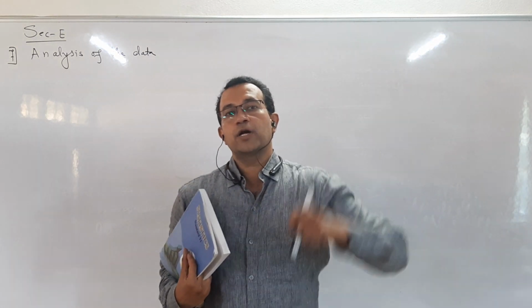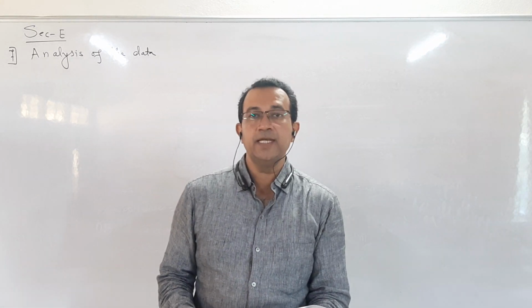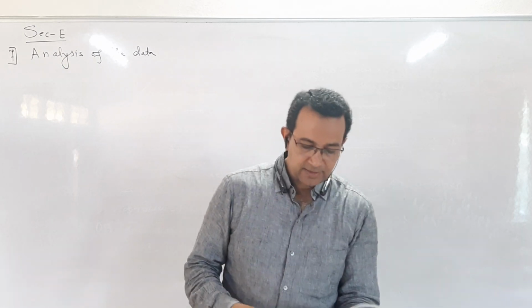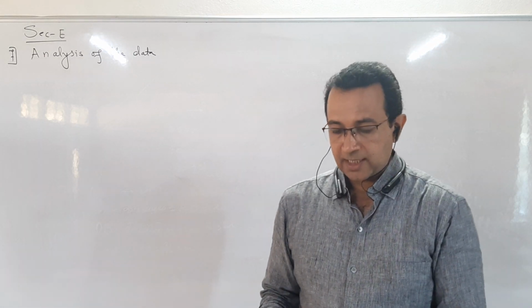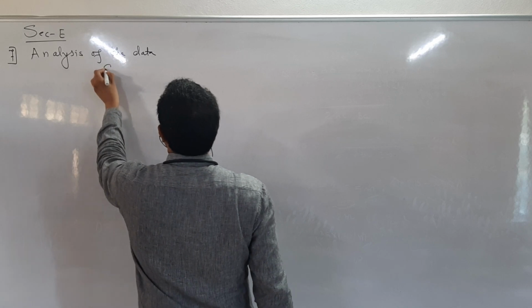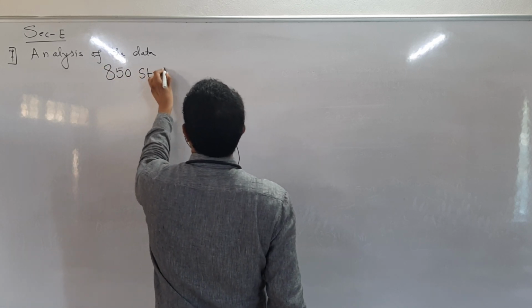Today, we are going to continue with the tabulation and do sum number 7, 8, and 9 of section E. Let us start with the analysis of the data. There were 850 students studying in higher standards of the school. So, total number of students are 850.